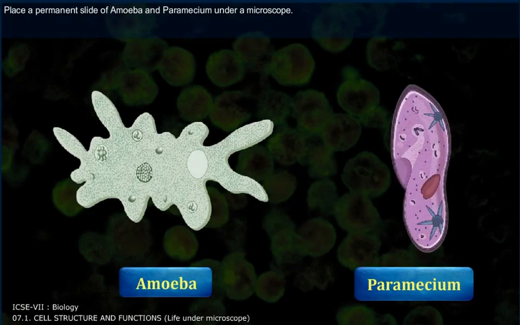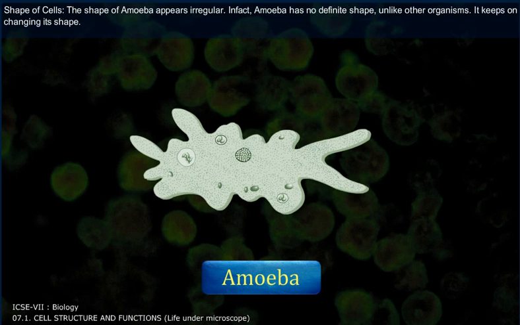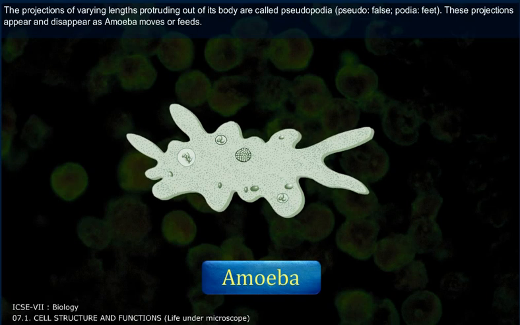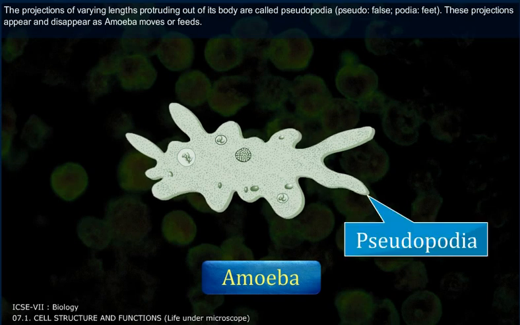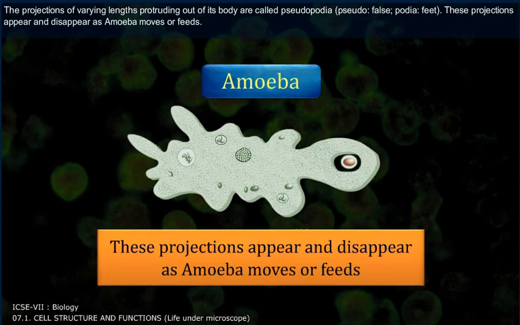Place a permanent slide of amoeba and paramecium under a microscope. Shape of cells. The shape of amoeba appears irregular. In fact, amoeba has no definite shape, unlike other organisms. It keeps on changing its shape. The projections of varying length protruding out of its body are called pseudopodia. Pseudo, false; podia, feet. These projections appear and disappear as amoeba moves or feeds.